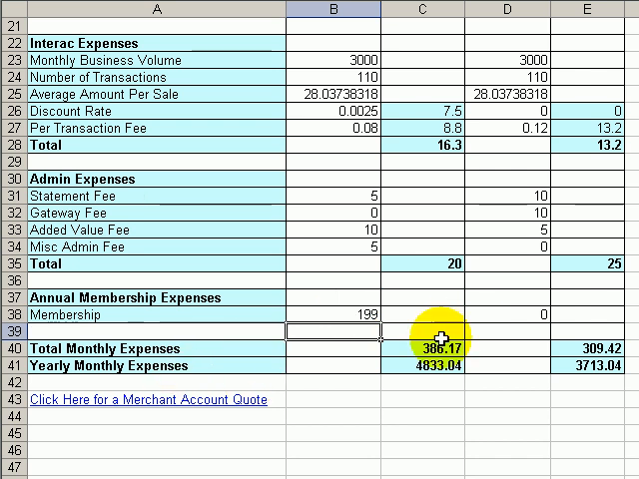So it'll tell you down here, your total monthly expenses on company A is $386 and company B is $309, and the annual expense for this company and this company. So you can see which one offers the better account.